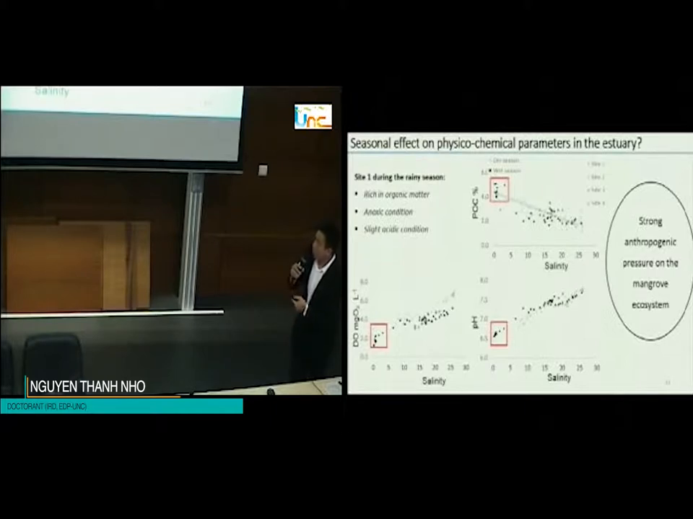The low dissolved oxygen at Taiwan during the rainy season may be associated with decomposition of particulate organic carbon, and the low pH at Taiwan during the rainy season could result from the mixing of Saigon and Đồng Nai River with the low pH due to the leaching from the acidic sulfide soil and probably from the composition of organic compound. This research implied a strong anthropogenic pressure on the mangrove ecosystem.